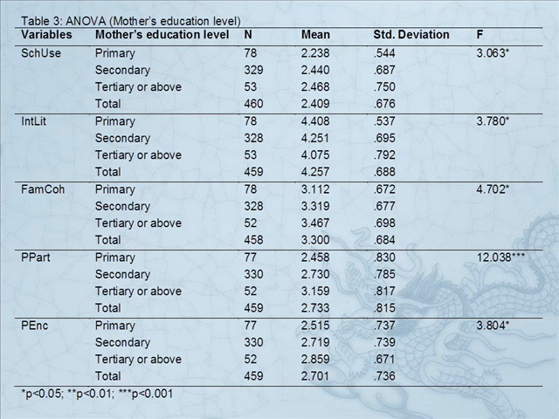The results obtained by means of the ANOVA model indicate that the variable of mother's education level has effects on the variables of students' use of ICT in school, students' internet literacy, family cohesion, and parental participation and encouragement in students' ICT use at home.